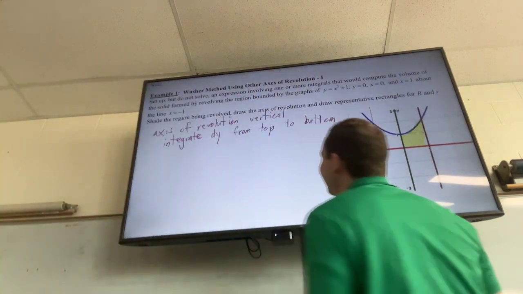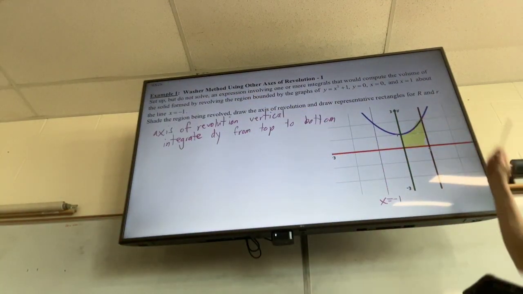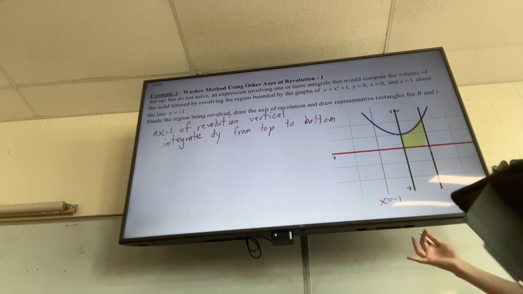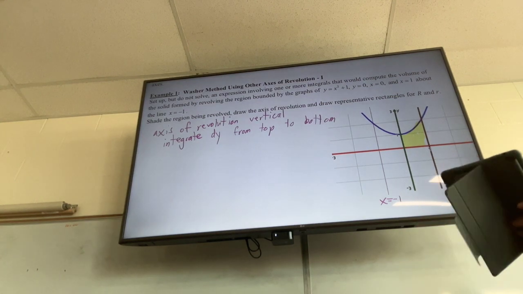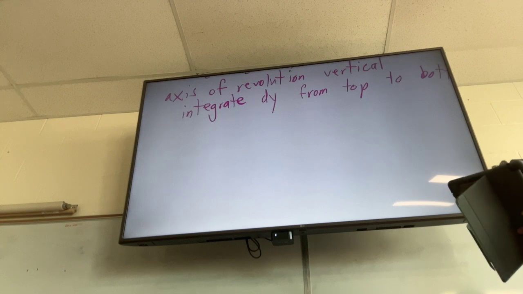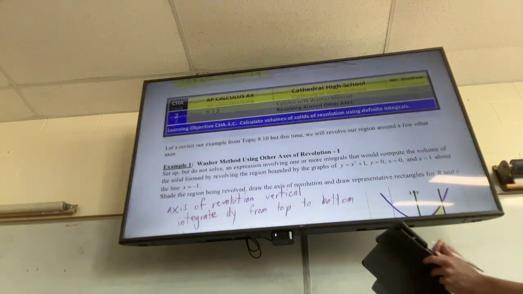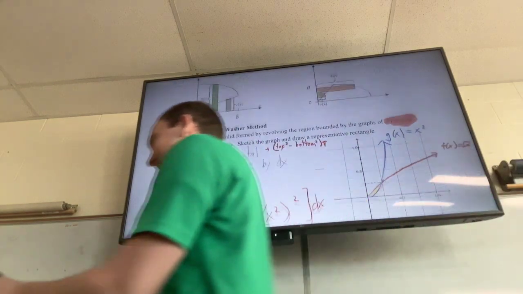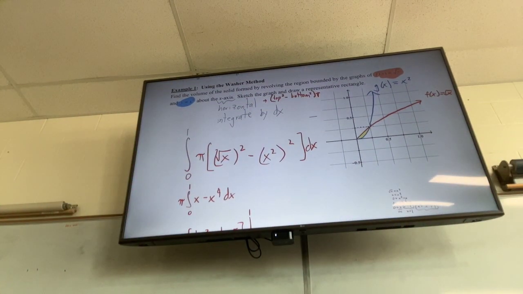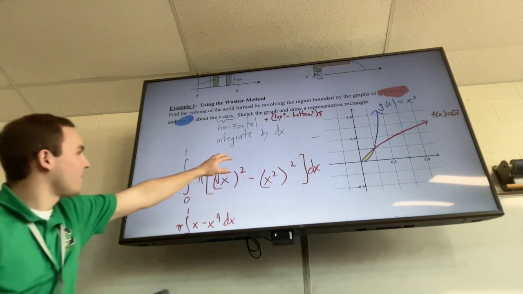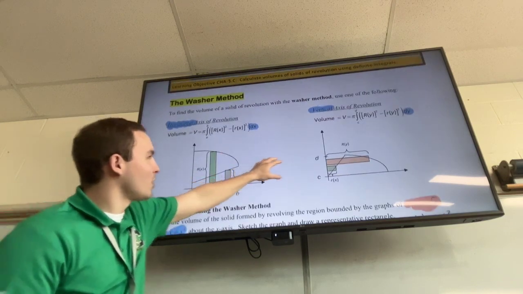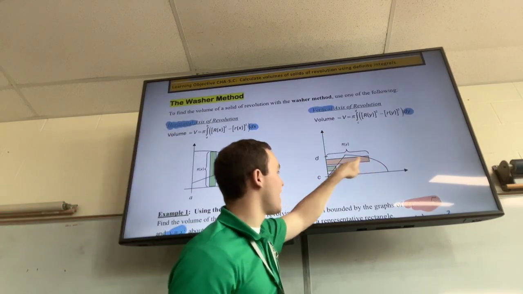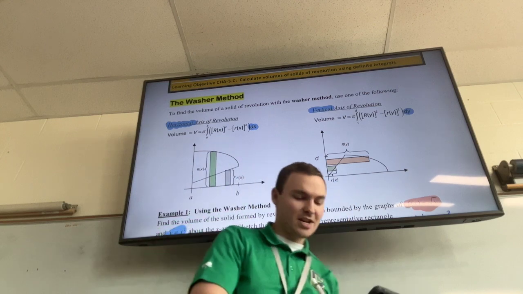Okay. So we're gonna integrate from top to bottom. We're gonna do the same thing. We're gonna integrate pi, okay? So what did we do in this last section? Whatever keeps your attention. What did we do in this last section? When we integrated from a vertical axis of revolution, we did right minus left, correct? Down here, we're gonna do the same thing.